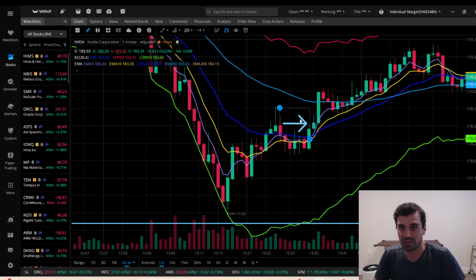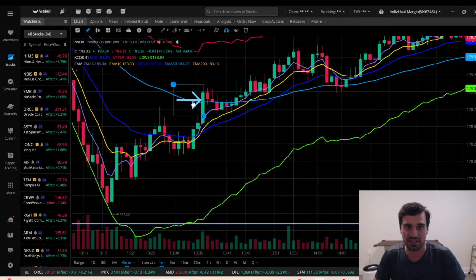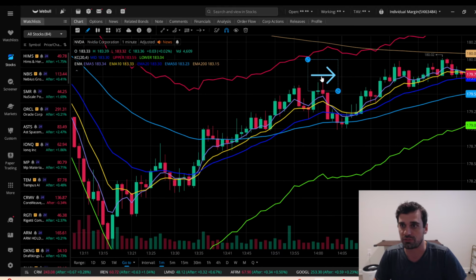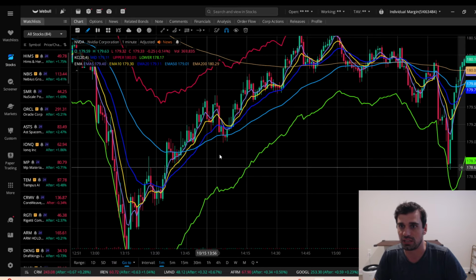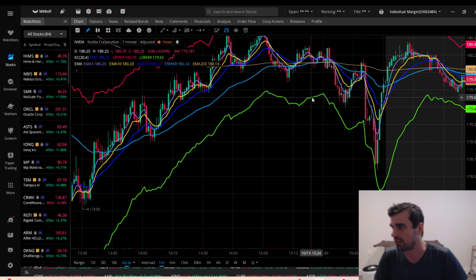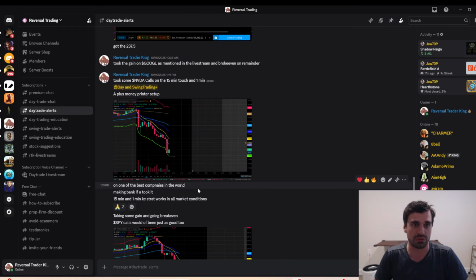And then you write some out. It touches the 50, you can take about 10% more, and then you hold the rest for lottos. And you can see how you can just trail and stop it however you like, because now it's just free money. All these trades were taken live in the Discord.